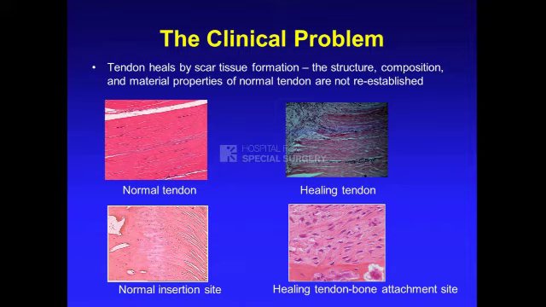Here's healing tendon, this hypercellular, disorganized collagen. The tendon attachment site is also critical. Here's a normal attachment site where tendon goes through this fibrocartilage transition zone, a highly specialized tissue with structure and composition, and clearly in our healing models, we just have this disorganized fibrovascular scar tissue.